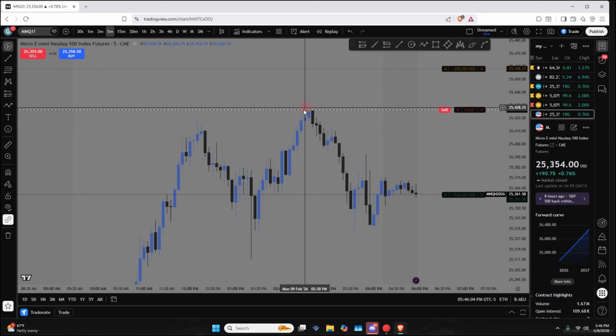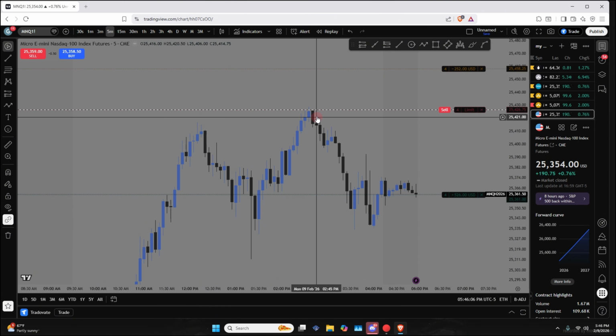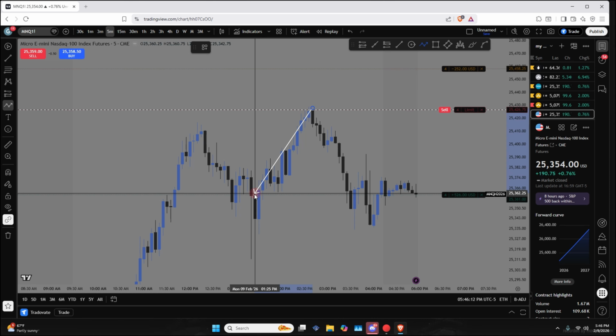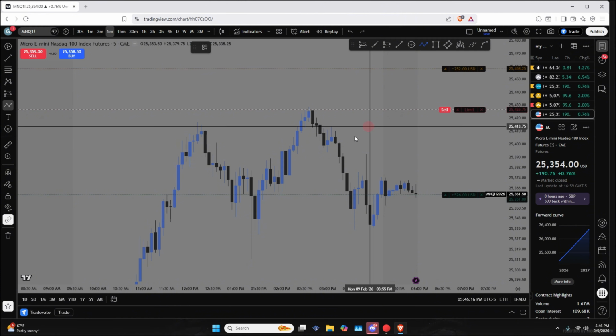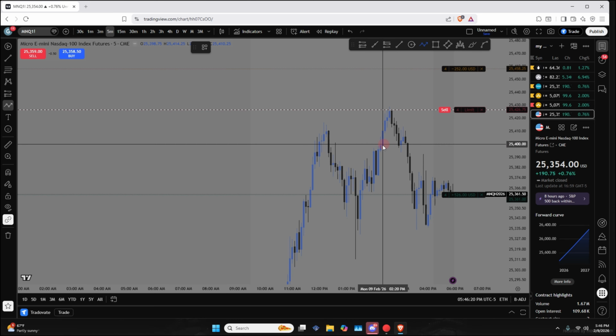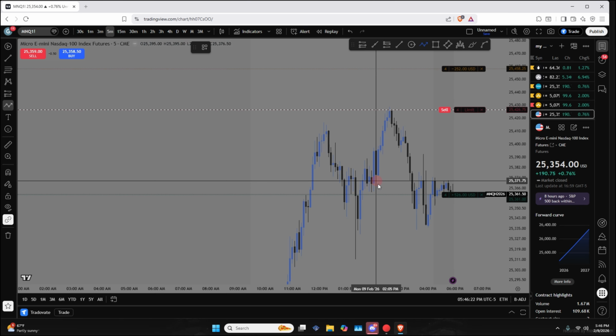As you can see, price came back up, tagged into my entry, and then we came right back down to the previous spot where buyers previously were. You've got to remember one thing: buyers are always going to go to sellers, and sellers are always going to go back to buyers.